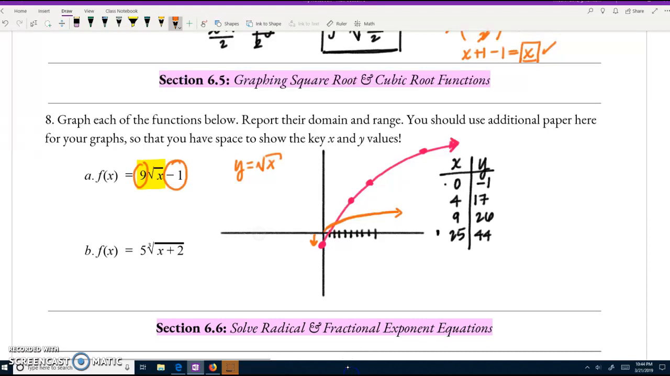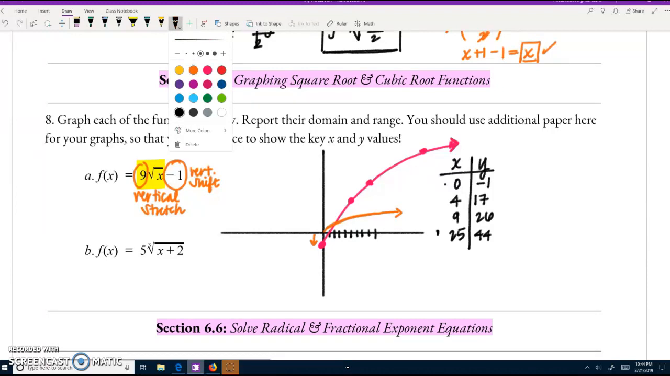So those two transformations, we have a vertical stretch. And then we also have a vertical shift down by 1 because of that negative 1. So at that point, the last thing that we really want to be able to do is identify domain and range for any of the graphs that we come across.